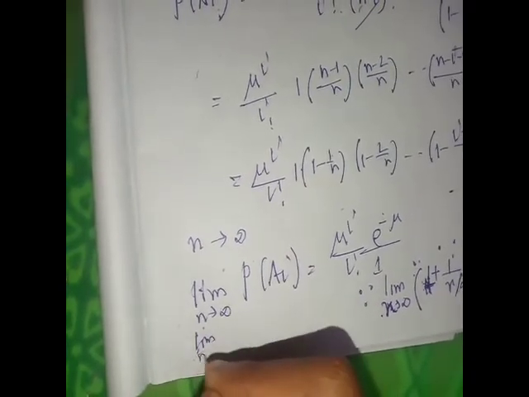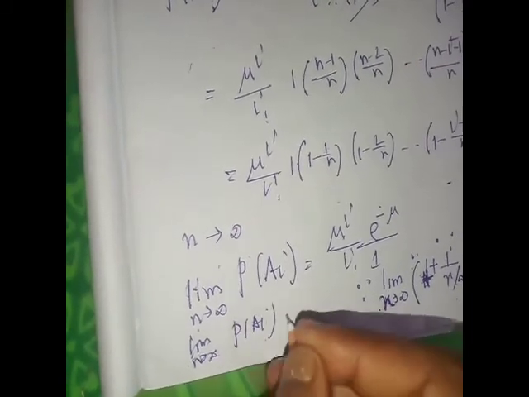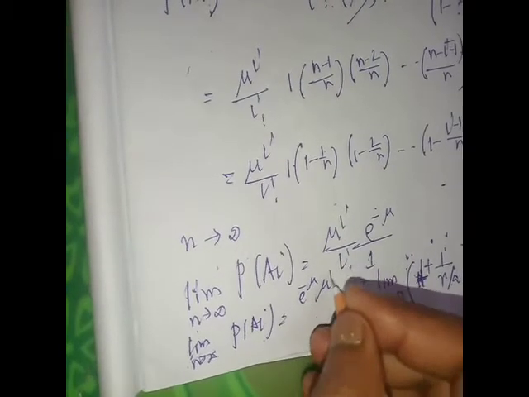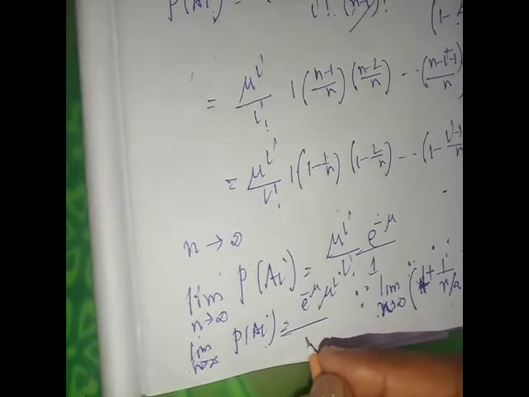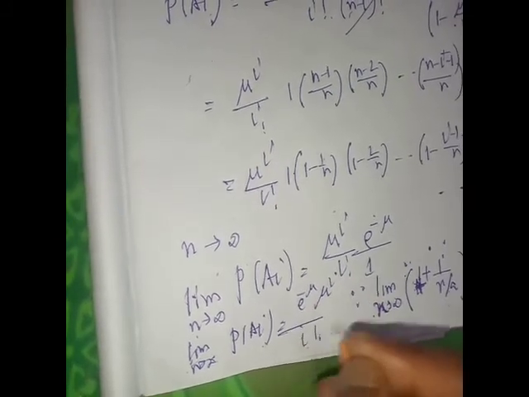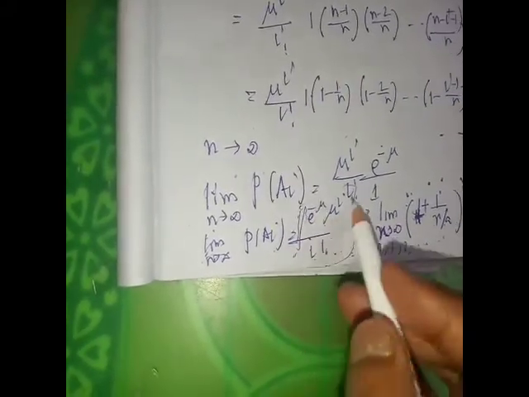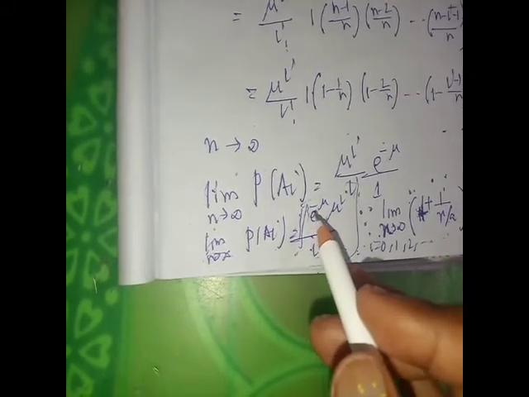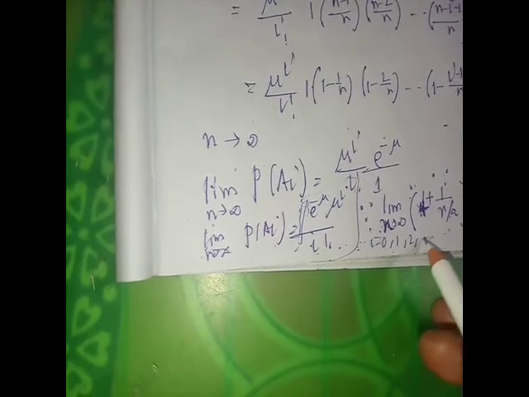Hence the limit as n tends to infinity of P(i) equals e^(-mu) mu^i by i factorial. This is the Poisson approximation to the binomial law, where i runs from 0, 1, 2, and so on.